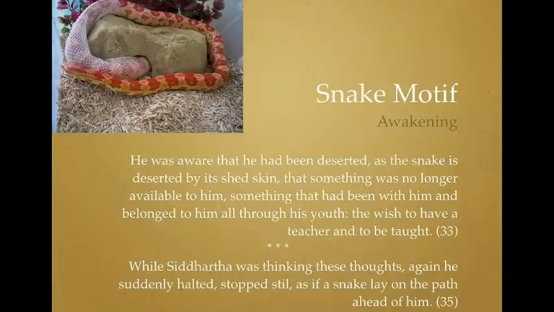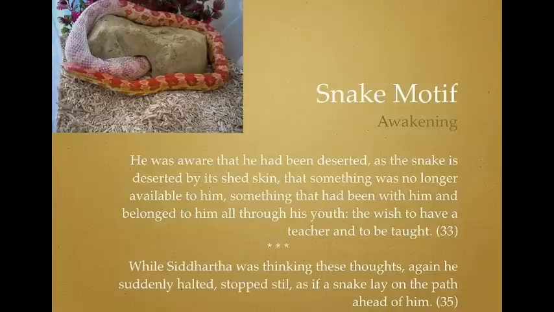Siddhartha is going to move into the flesh side, and the spirit refuses to go with him into the flesh. So the way Siddhartha sees it is that the spirit has deserted him because Siddhartha's got to go on his journey. The spirit is staying behind. So he's been deserted by his shed skin, that something was no longer available to him, something that had been with him and belonged to him all through his youth. Notice Govinda belonged to him.